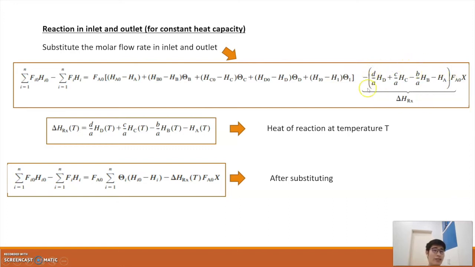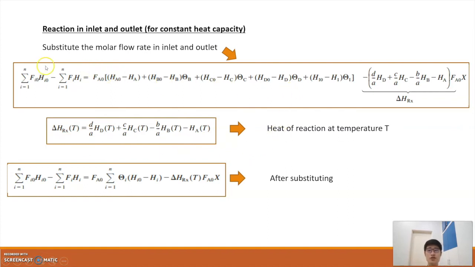As you can see here, the outlet part consists of the heat of reaction. Why heat of reaction? Because normally the outlet part is the products, and if you have products, the reaction has occurred. So if the reaction occurs, an exothermic reaction may occur and heat is released from the system. So this is called the heat of reaction, and basically the heat of reaction has this formula.